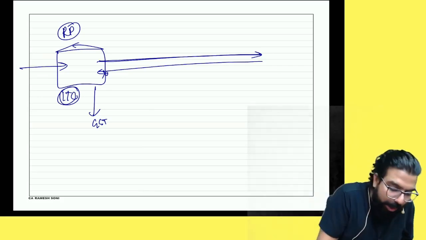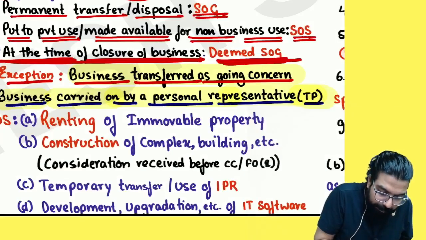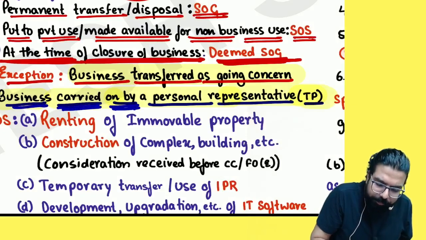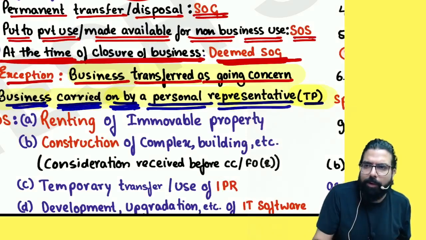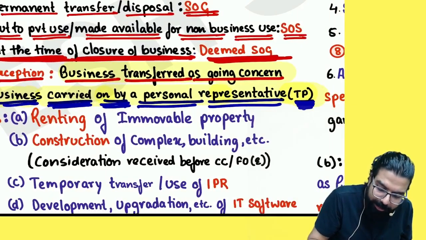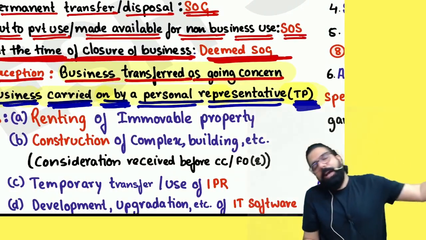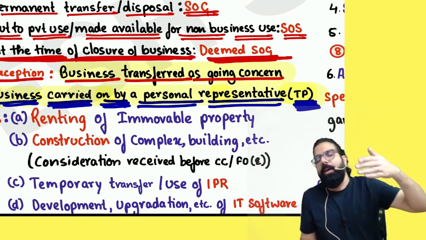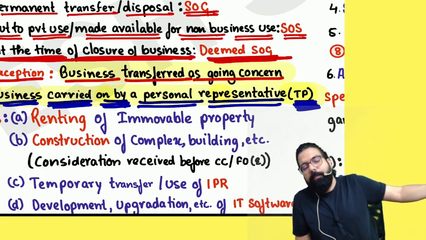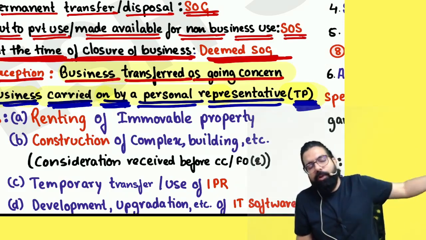So if business is carried on by anyone representing you, and that person is already a taxable person, means already a registered person, that person will collect GST and pay GST. So for the transfer from you to him, will GST come or no GST?